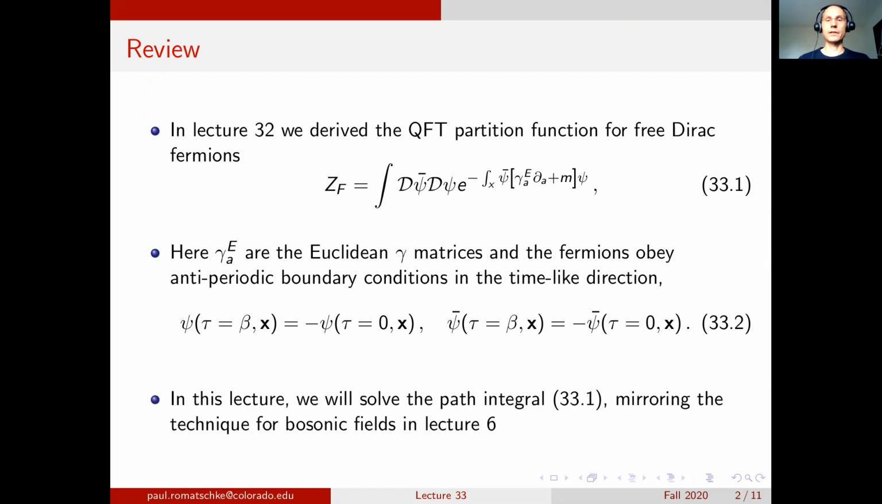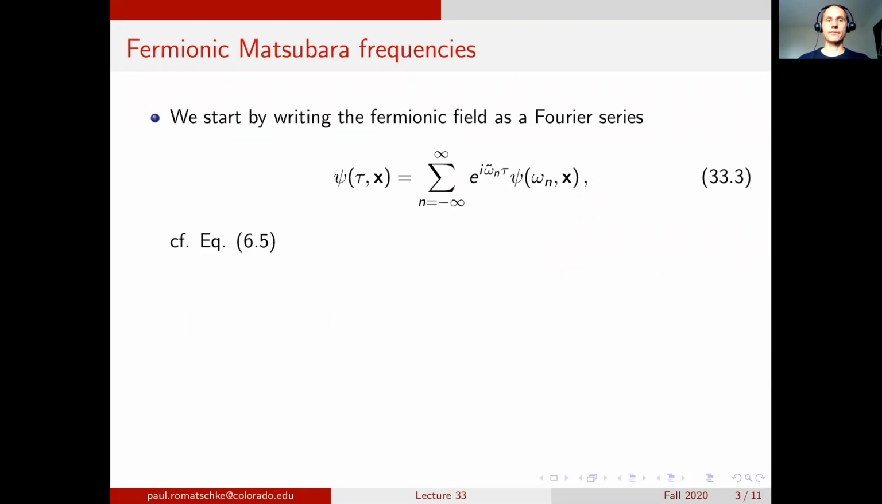In this lecture, I will tell you how to actually solve this fermionic partition function using very much the same techniques as we did for the real scalar field back in lecture 6. We start by writing the fermionic field as a sum over Fourier components, which I call omega tilde, in this case here.